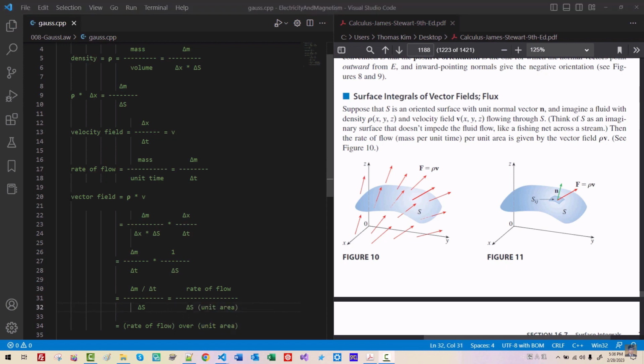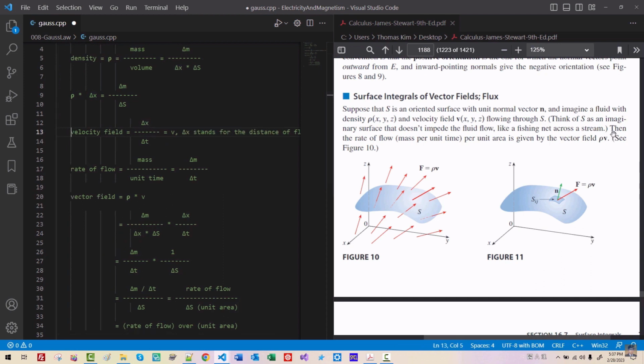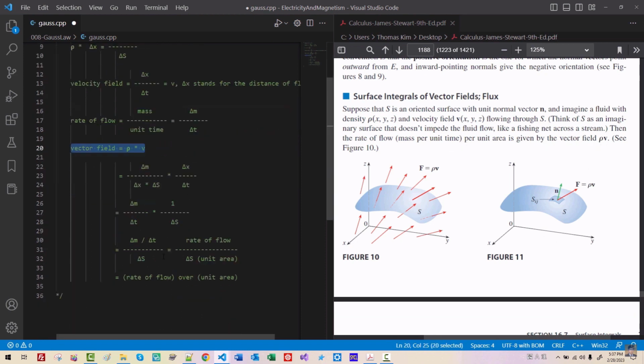Now we understand what the vector field is. Vector field is defined to be density times velocity. In the velocity field equation, delta x stands for the distance of flow. I will read this part once again. Then the rate of flow, mass per unit time per unit area, is given by vector field rho v. Vector field rho v is the rate of flow over unit area.